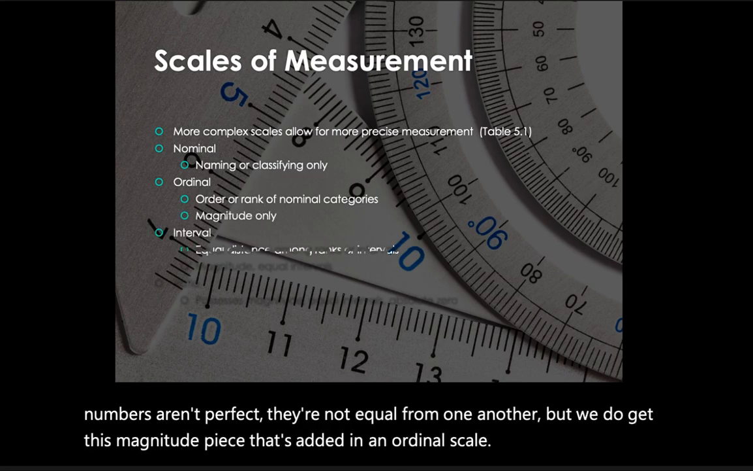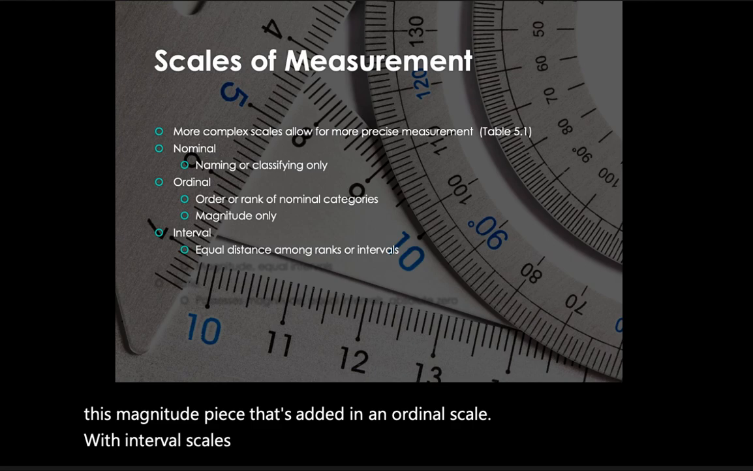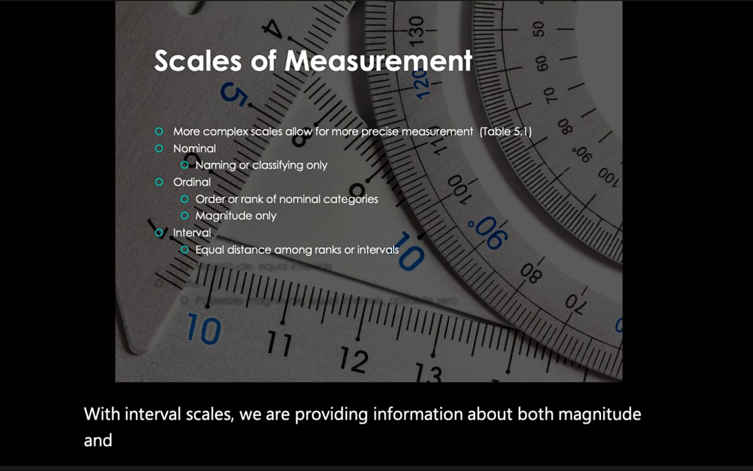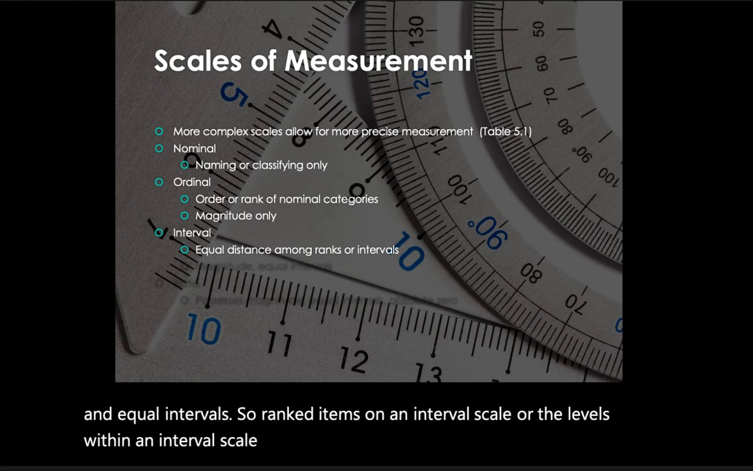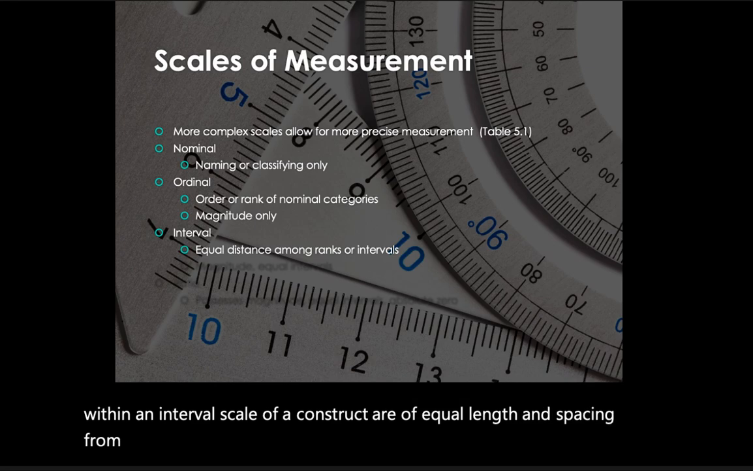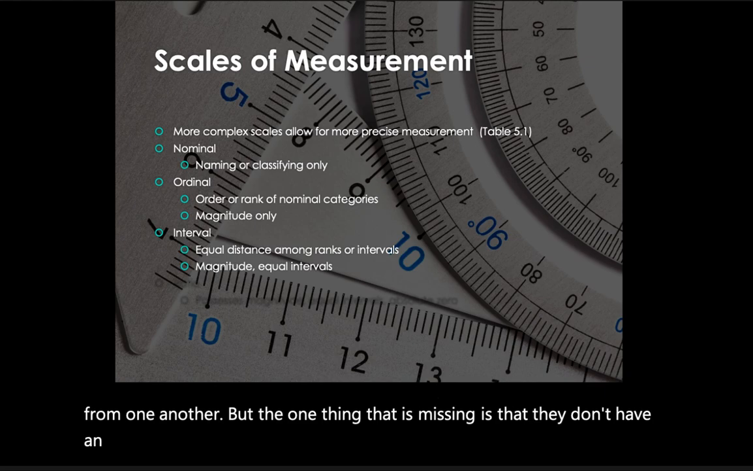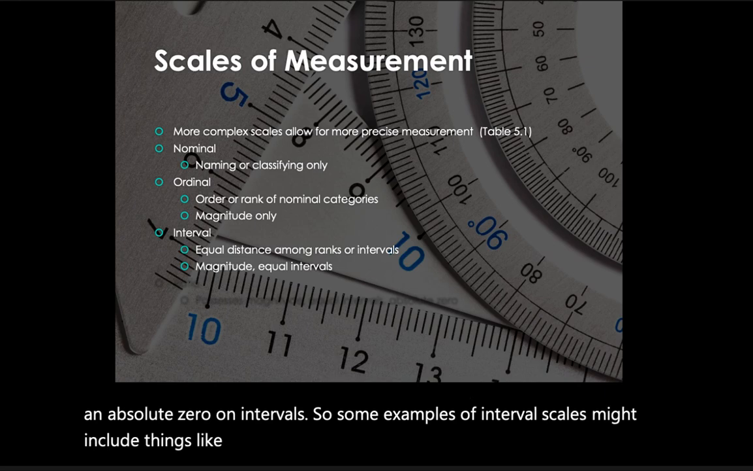With interval scales, we are providing information about both magnitude and equal intervals. So ranked items on an interval scale, or the levels within an interval scale of a construct, are of equal length and spacing from one another. But the one thing that is missing is that they don't have an absolute zero. Some examples of interval scales might include things like temperature, checklist of behaviors, and standard deviation.